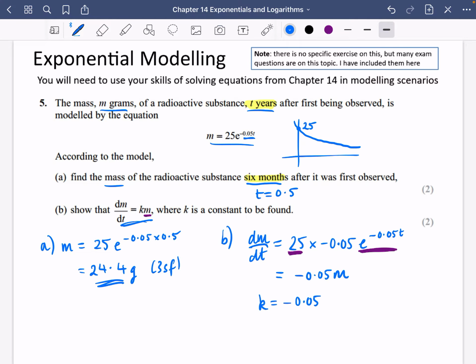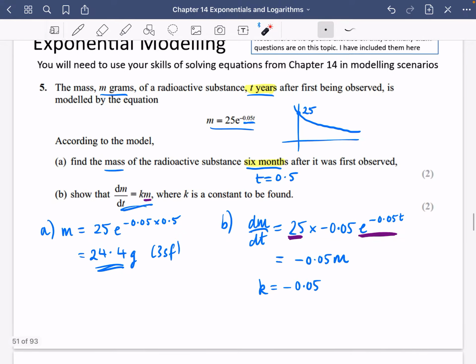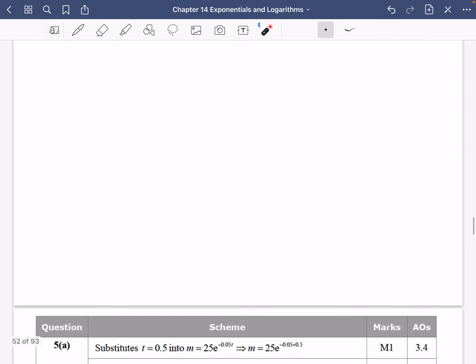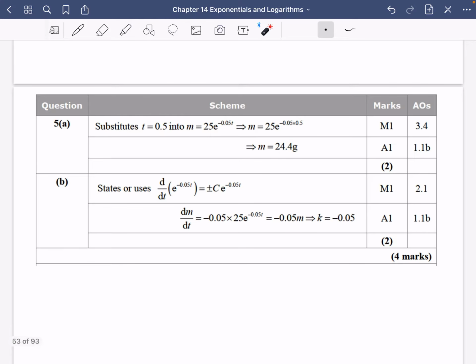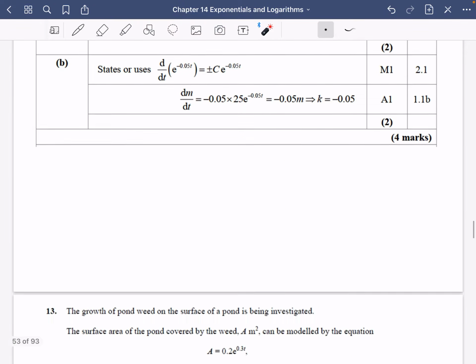Okay, so no need to have multiplied those bits because we noticed that the 25 and the e to the minus 0.05t is what m actually is. So nothing different here, but you're going to see in the next question that it's going to include some other things too. Let's just check we got these right. So we've got 24.4 grams and minus 0.05.